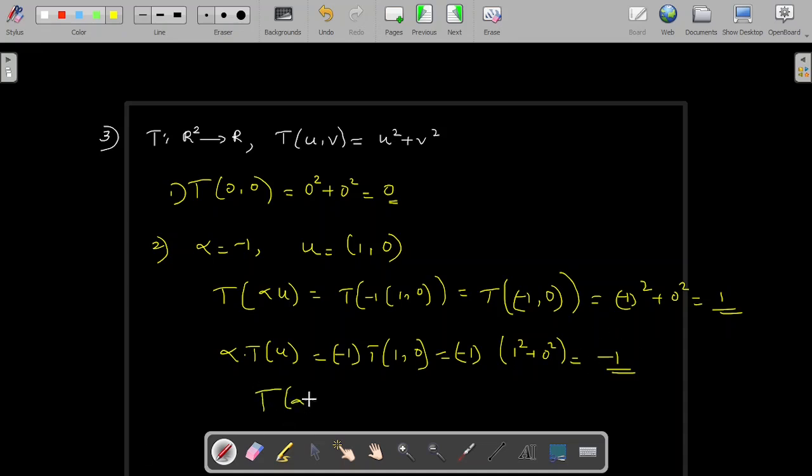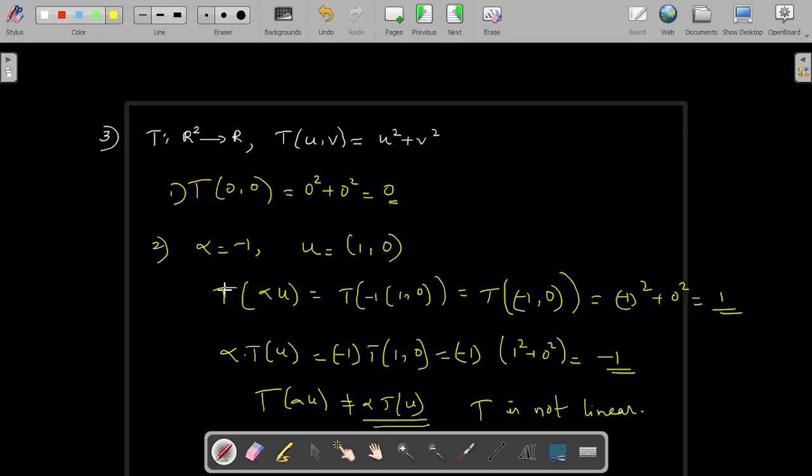So T of alpha u is not equal to alpha into T of u. Therefore, it is not preserving the scalar multiplication. Therefore, your transformation T is not linear. It is not preserving vector addition also.